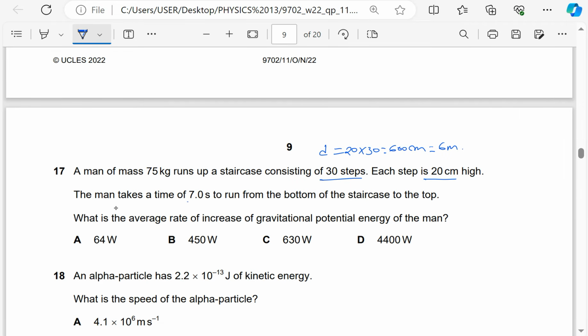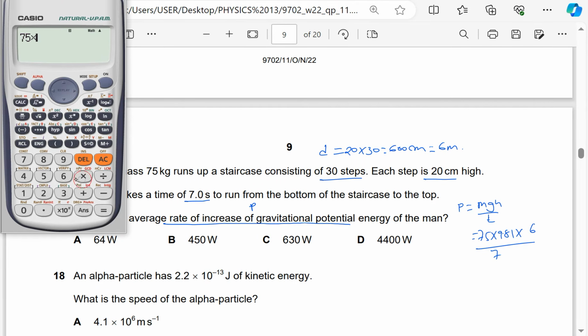The man takes a time of 7 seconds to run from the bottom of the stair to the top. What is the average rate of increase in the gravitational potential energy of the man? So this is like power. So average rate of increase in gravitational potential energy is going to be mgh over t. So this is going to be the mass 75, g 9.81, times the h, which is 6, divided by the time, which is 7.